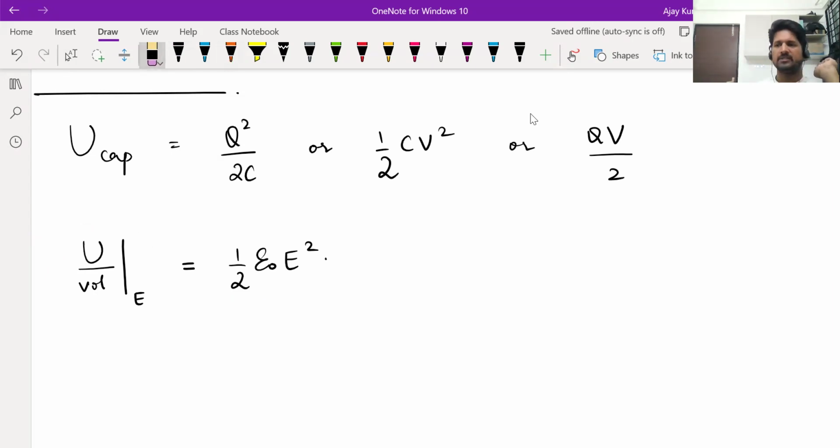Now we will derive something similar for magnetic field. First thing we are going to do is derive an expression for the magnetic energy stored in an inductor. Capacitor stores electrical energy, inductor stores magnetic energy. Capacitor stores electrical energy in the electric field between the plates. Inductor stores magnetic energy in the magnetic field inside the inductor.